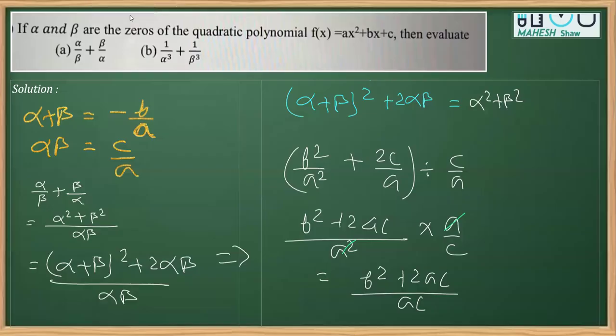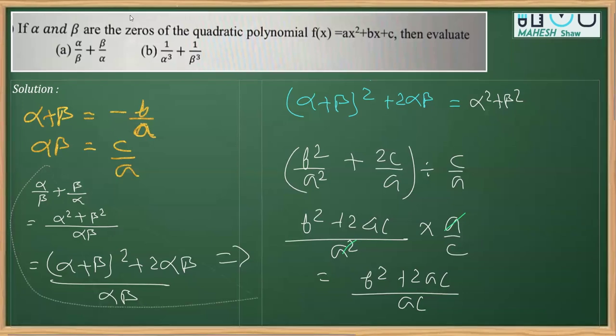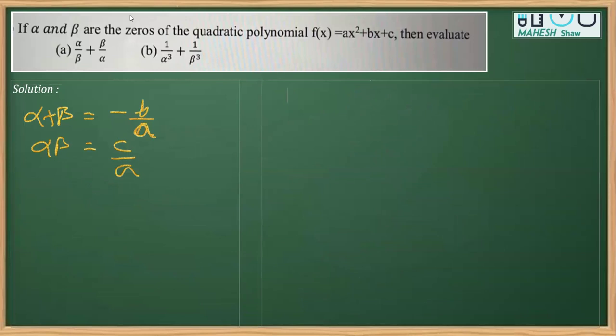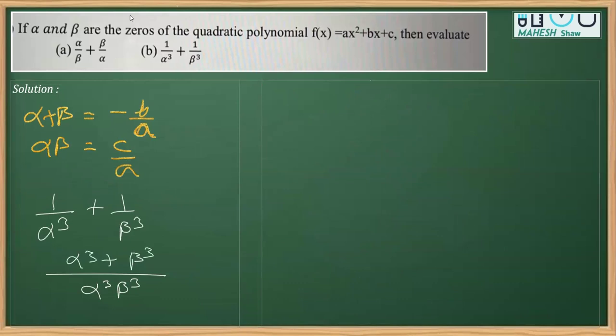Now, similarly, we can find the second part. In the second part, we have to obtain the value of 1 by alpha cube plus 1 over beta cube. Here the LCM is alpha cube beta cube, and the numerator is beta cube plus alpha cube, which we can write as alpha cube plus beta cube. Here too, we have to convert this into sum and product.